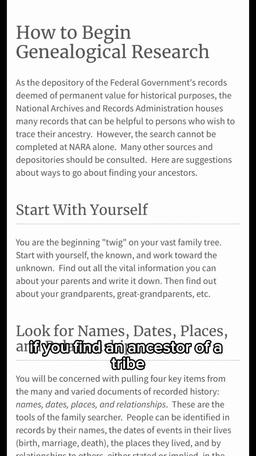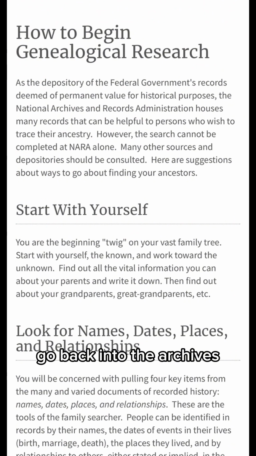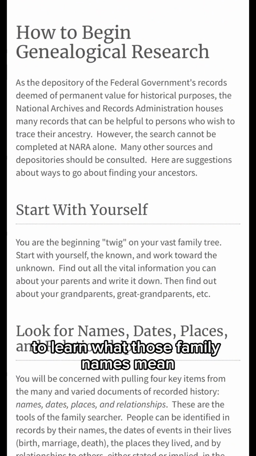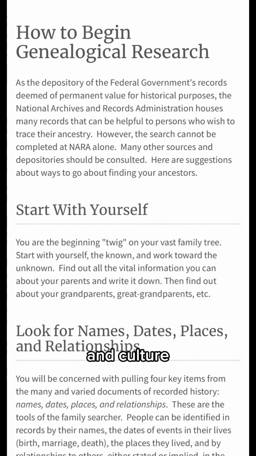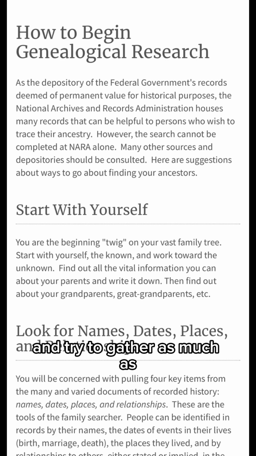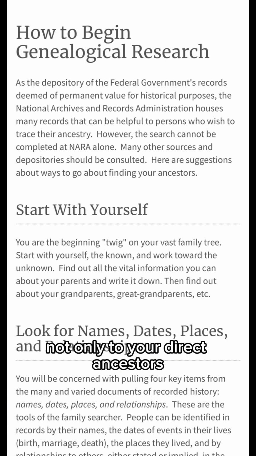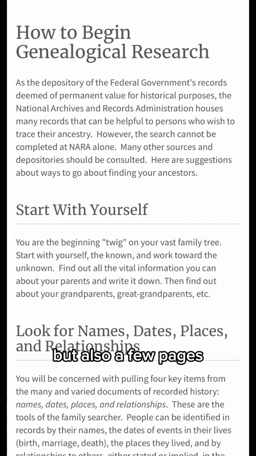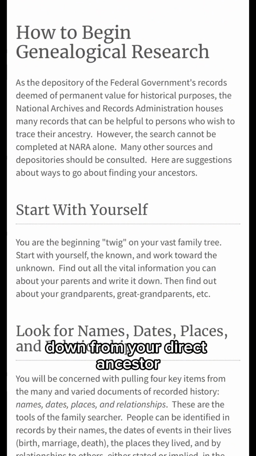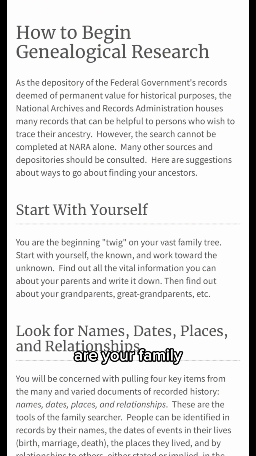If you find an ancestor of a tribe, go back into the archives to learn what those family names mean, along with the language and culture, and try to gather as much information as possible. When viewing census records, pay close attention not only to your direct ancestors, but also a few pages down from your direct ancestor, because chances are your family lived nearby. This is a great indication to verify your ancestors.